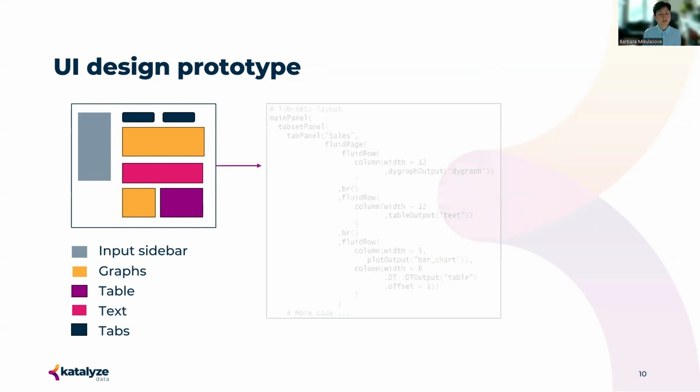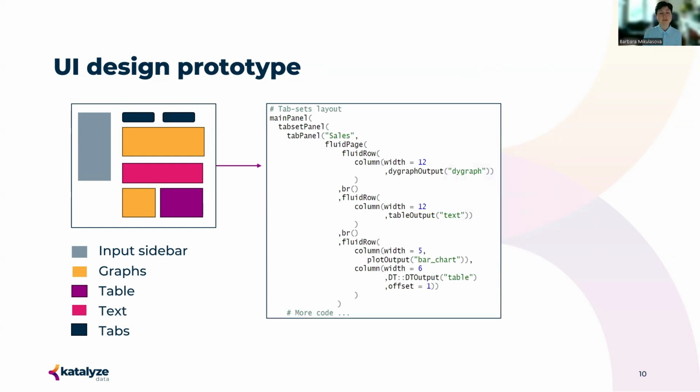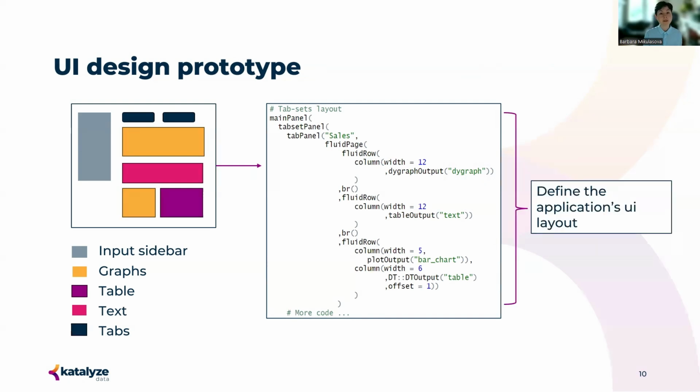So let's bring these concepts to life with a small application example. Let's say that we have designed a simple dashboard and we clearly outline where we want our elements to go for our sidebar, graphs, tables, even our tabs. We are going to use this template to then create our layout in R. Here I'm using pure Shiny, but you can also use other supportive Shiny packages for dashboard creation, for example. But the important thing is that we define the overall layout of our application.